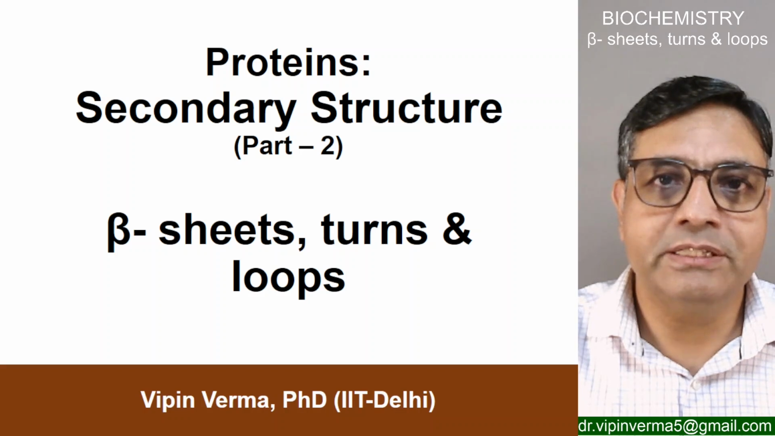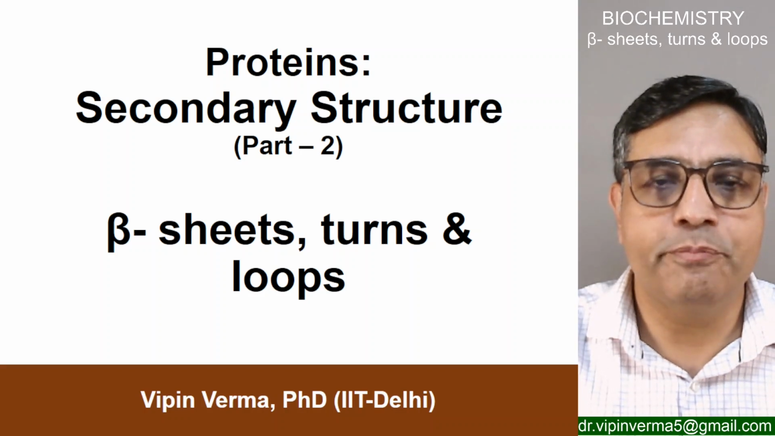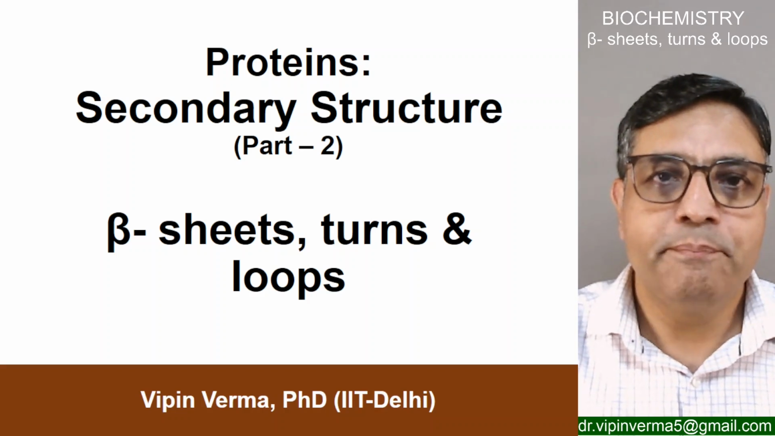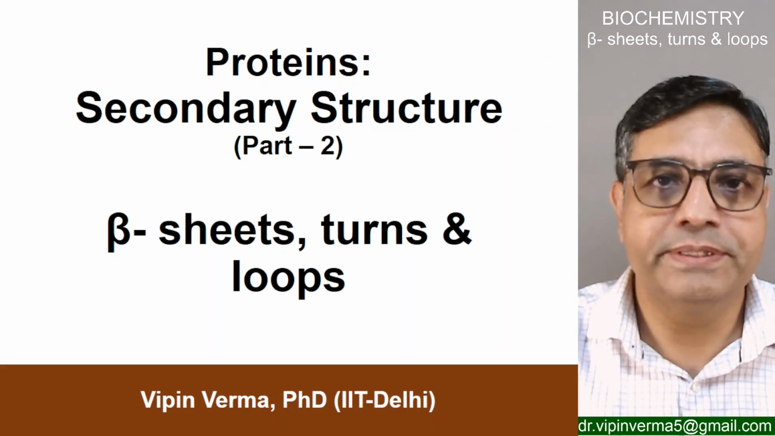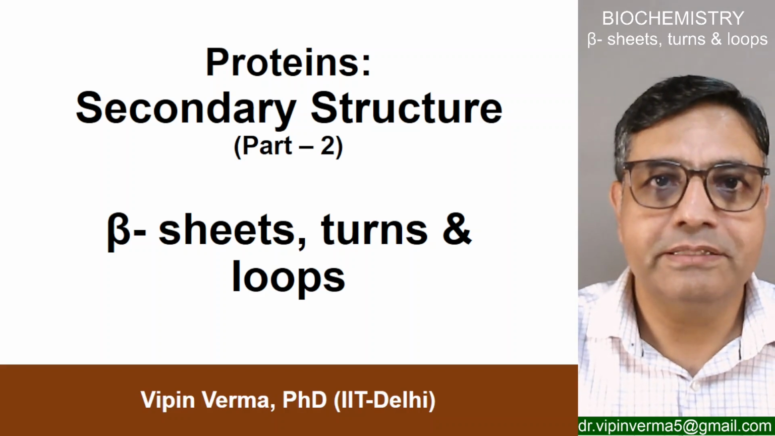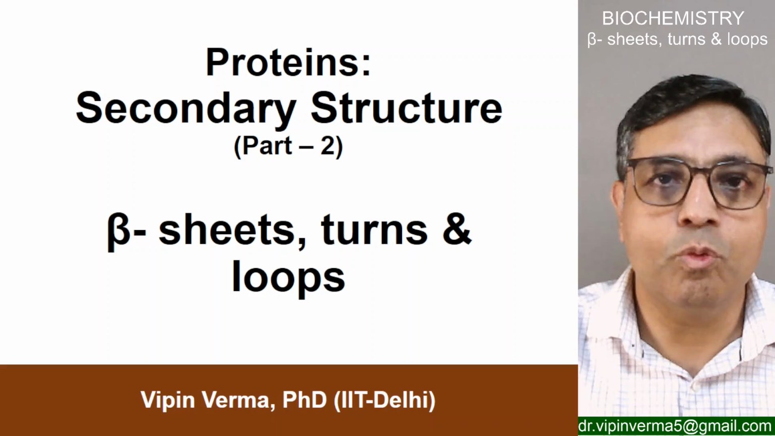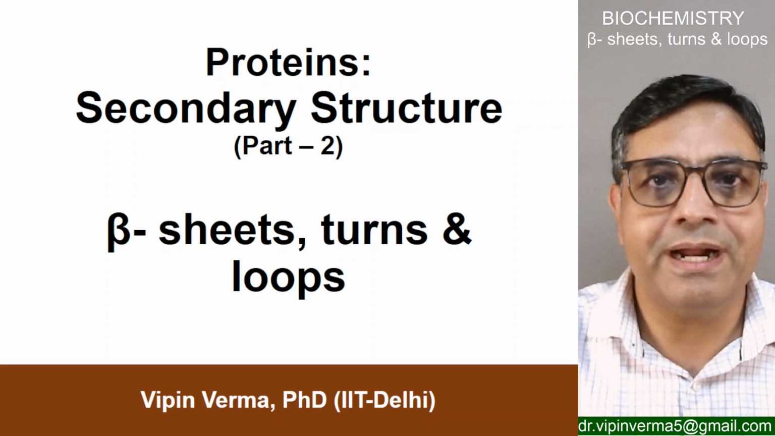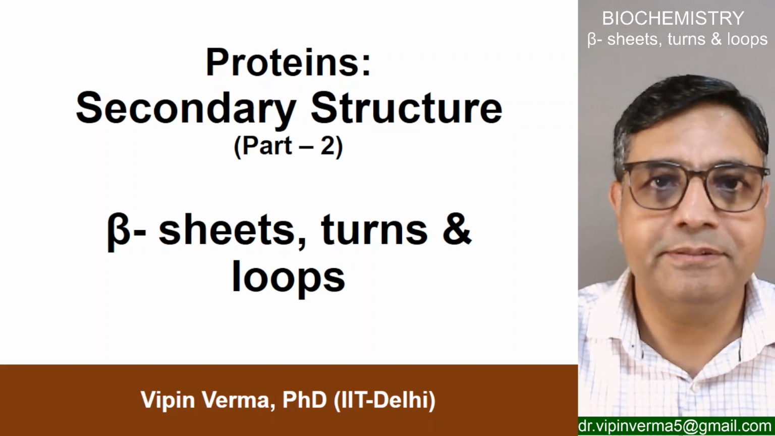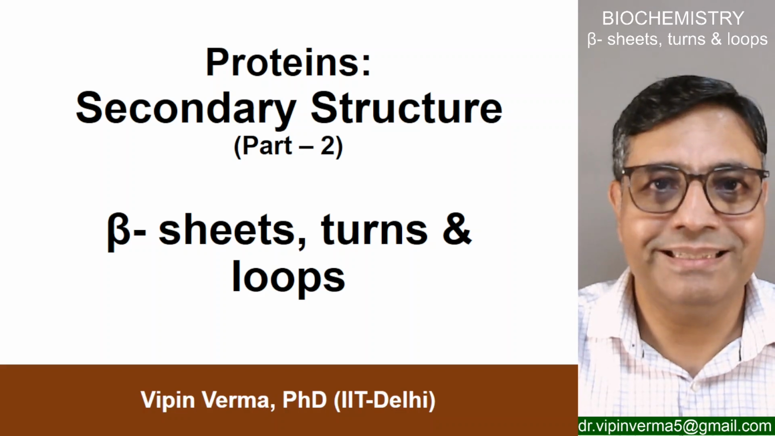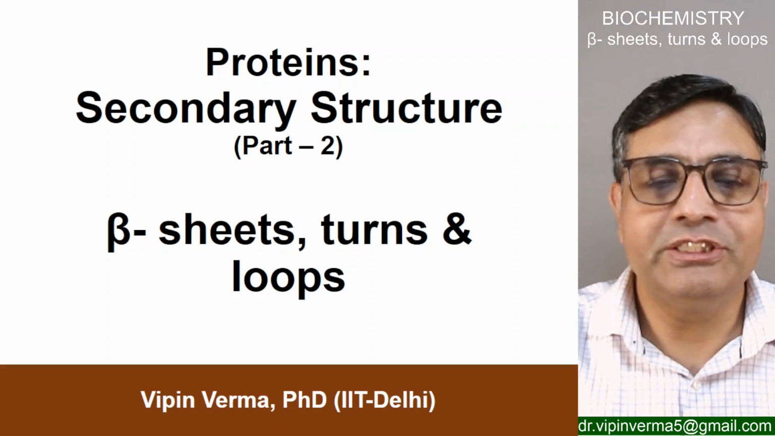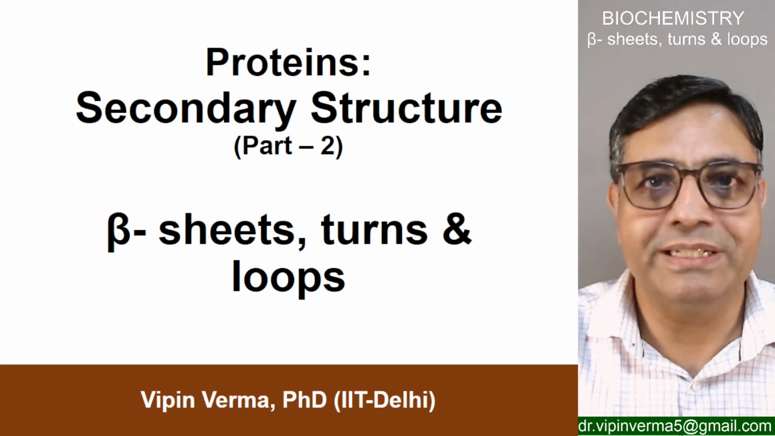In continuation to our discussion about the secondary structures of proteins, we are going to extend our discussion today in the form of beta sheets, turns, and loops. Now, in our last class, we discussed the alpha helices. Those are the most common secondary structures. So these beta sheets, turns and loops are not as common as helices, but they are as important as helices because all these secondary structures make the foundation for the three-dimensional structure of the protein. So let's start our discussion.